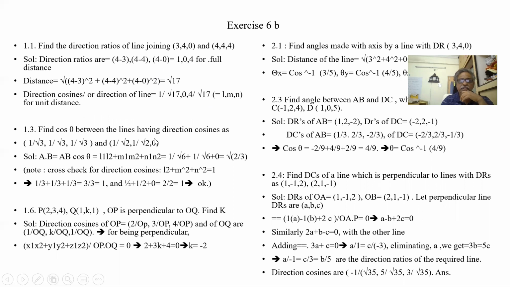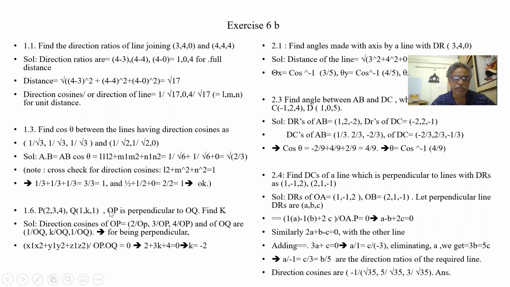Okay, find cos theta between the two lines. So we know cos theta is L1 L2 plus M1 M2 plus N1 N2. So when I do it, it is root of 2 by 3. This is cos theta. So he's asking the cos theta value. So it is root of 2 by 3. So we check it. L square plus M square plus N square, is it 1? 1 by 3 plus 1 by 3 plus 1 by 3, 3 by 3, 1. 1 by 2 plus 1 by 2 plus 0, 1. So these are all direction cosines.